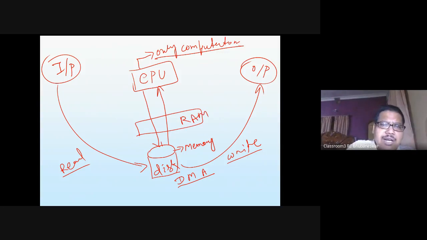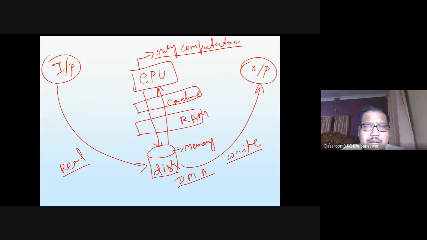Then again we added cache to make it much faster. So many revisions have been done, and this architecture is going to be revised and revised. What is the reason behind it?